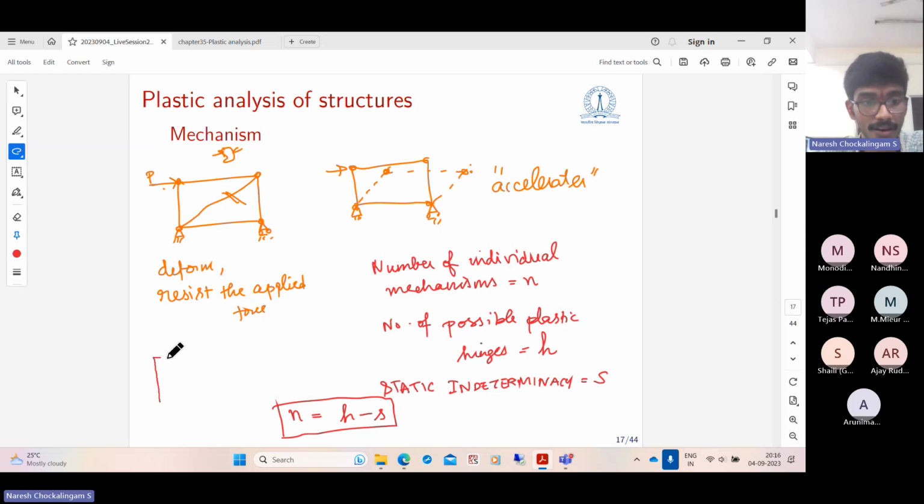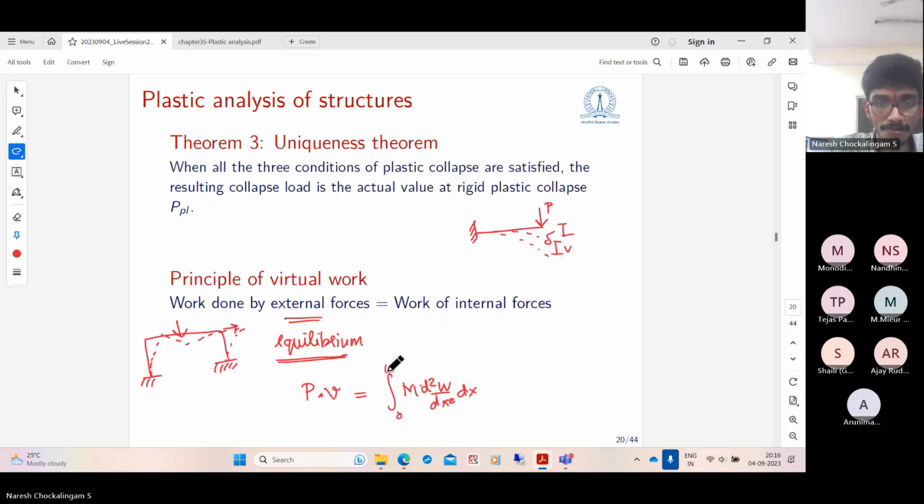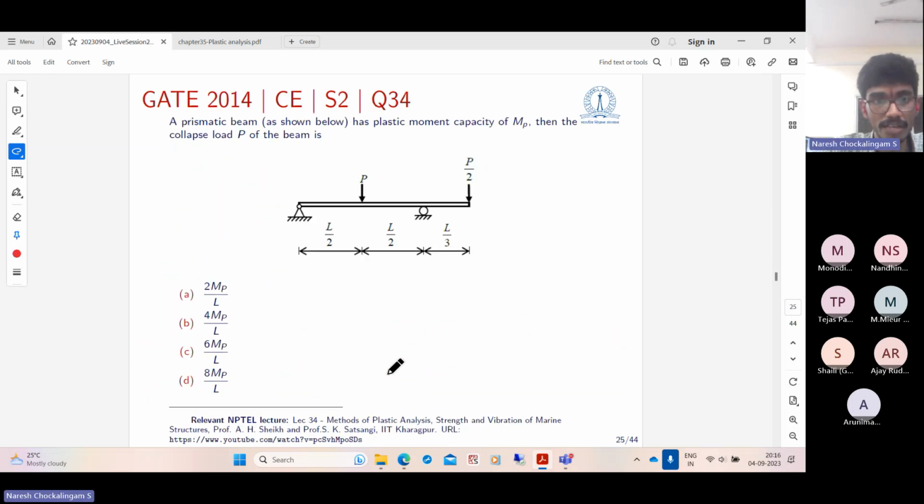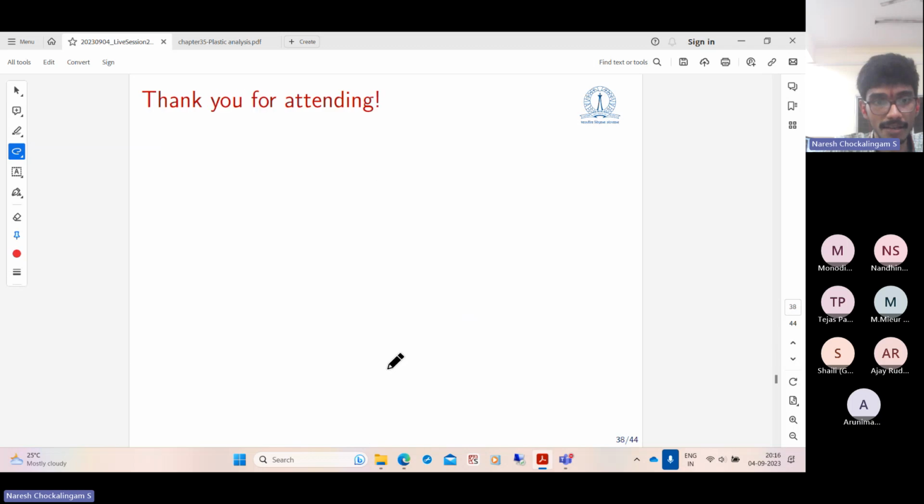Particularly if you have a portal frame, there are many mechanisms that are possible. The bending moment is something like this. It can hinge here, here, here, here. So many are possible, so the number of mechanisms is usually not known. You need to identify all possible mechanisms, which is a little bit difficult. But the number of plastic hinges you can determine. How? I'll show you.